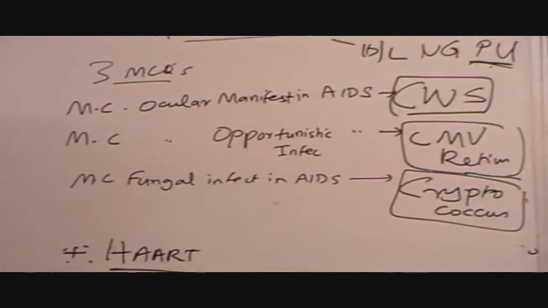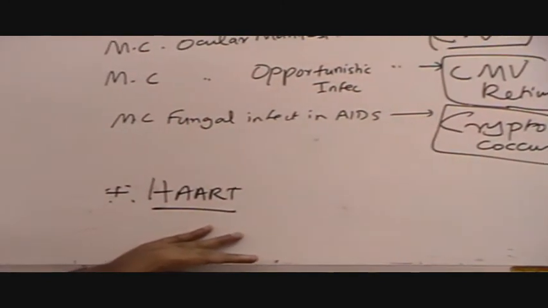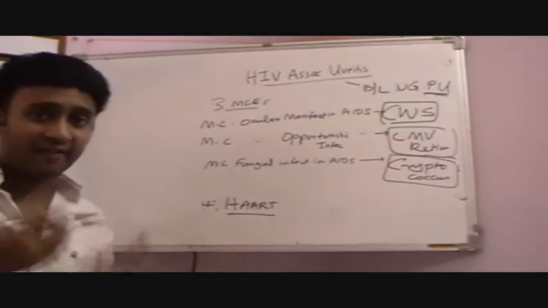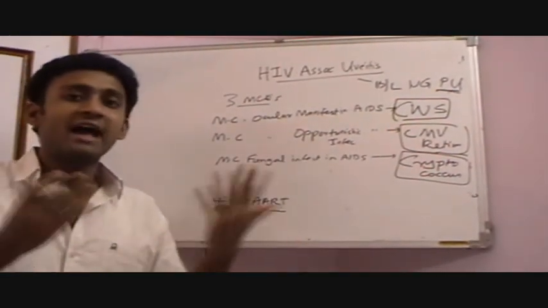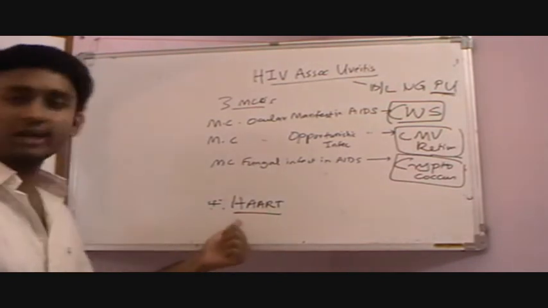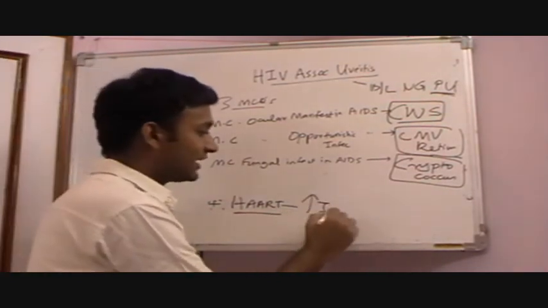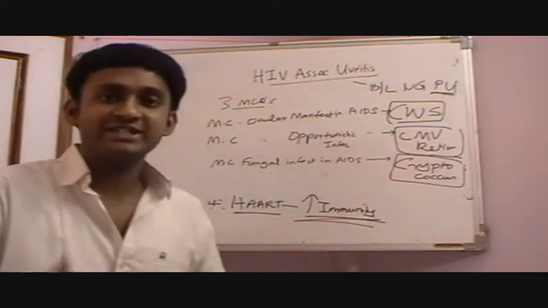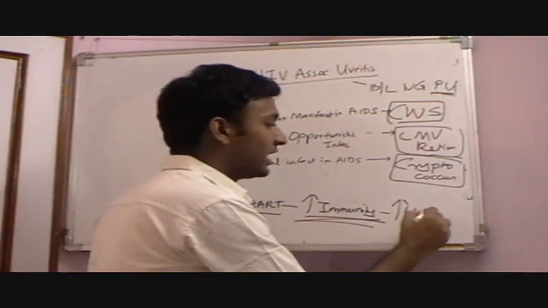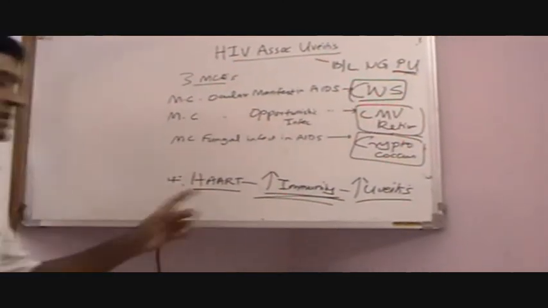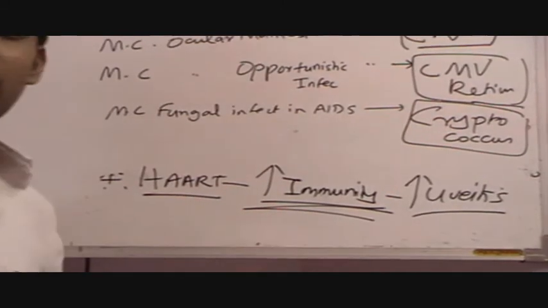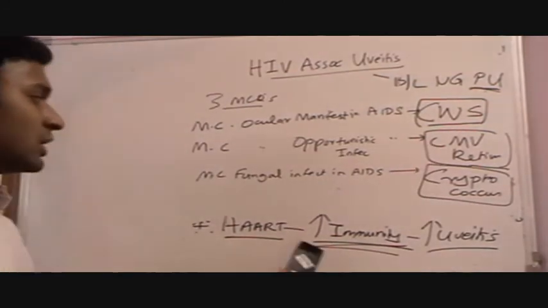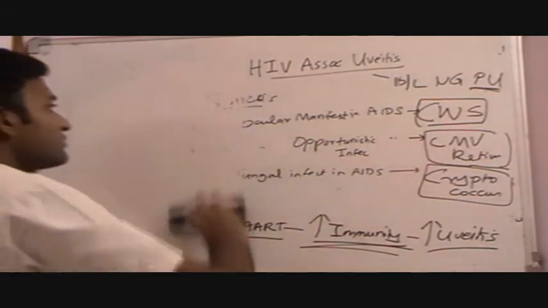HAART therapy you give for the HIV patients. When you give HAART therapy, there is a paradoxical flaring up of uveitis. Why? Because when I give HAART therapy, the immunity improves. When the immunity improves, the immunological reaction is there, therefore there's going to be more uveitis. So be cautious with this. To treat it, you can also give steroids. A very limited, measured dose of steroids can be given to contain this inflammation.